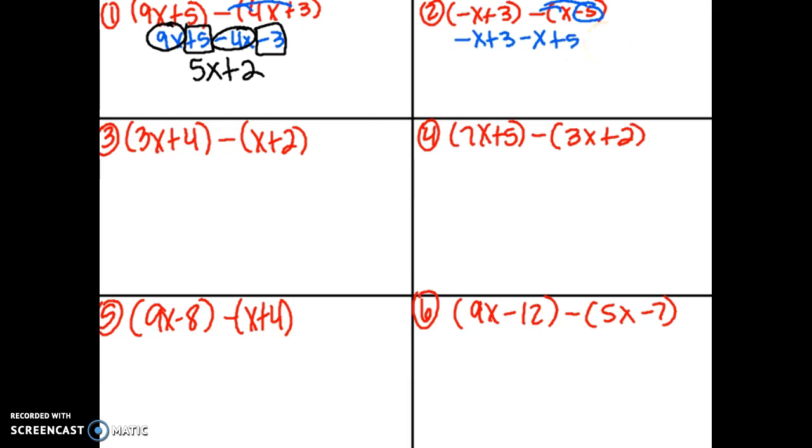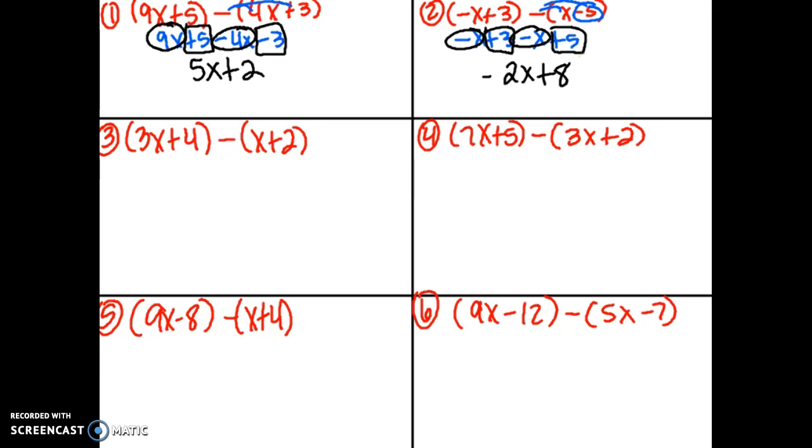Now I combine like terms. Negative x minus x, that's the same thing as saying negative x plus negative x. That is negative 2x. And 3 plus 5 is 8. So your answer is negative 2x plus 8.